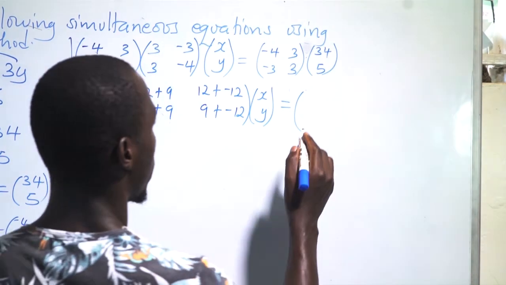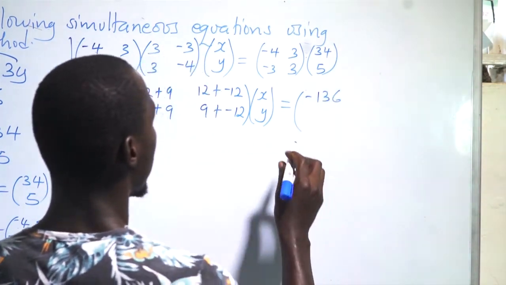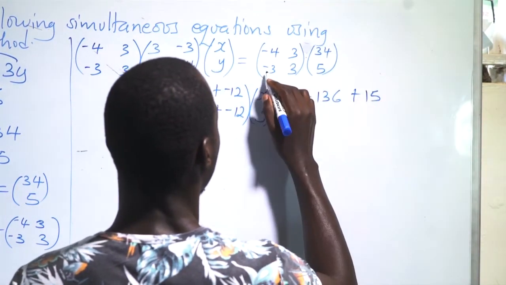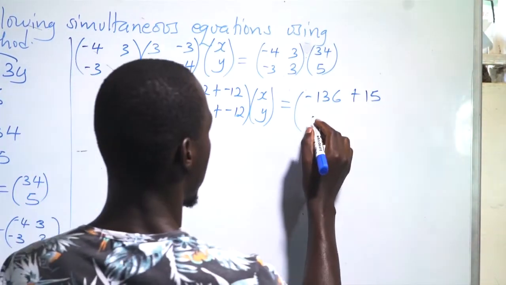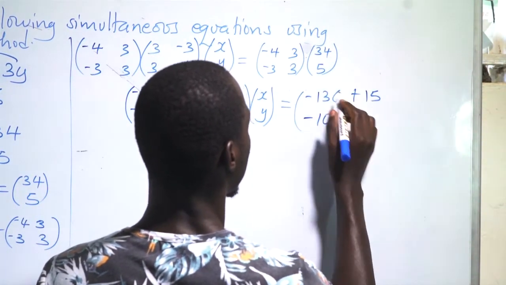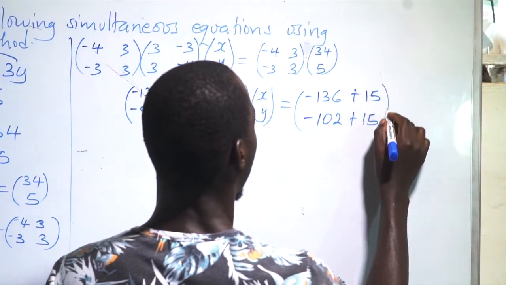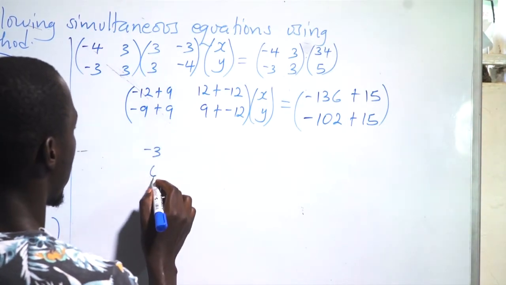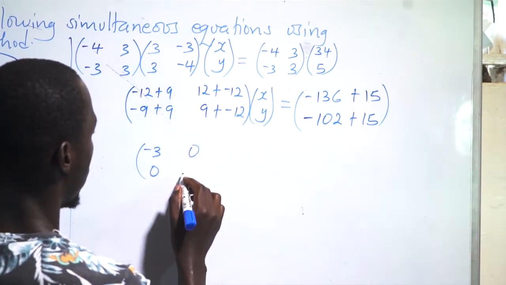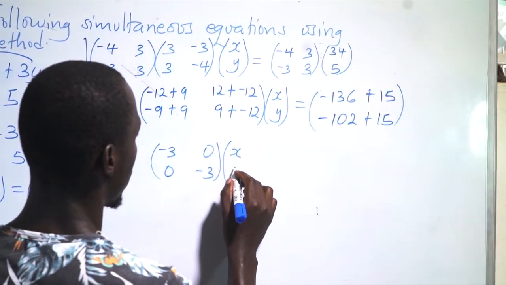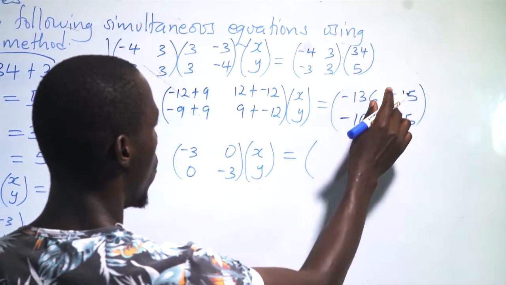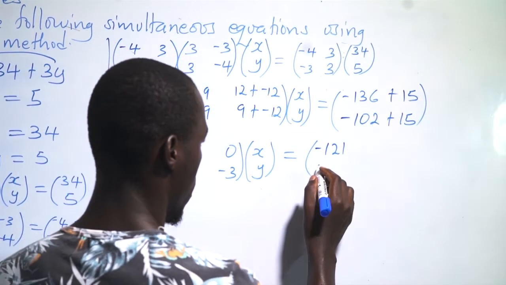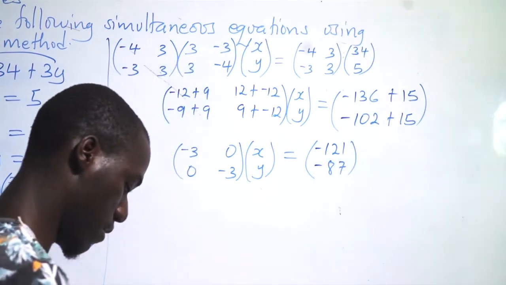using a calculator, that is the negative 1. Then row by column, I add on the 15. Then row by column, that is the negative 102. Then plus again a 15. So when I add there, I get a negative 3. When I add there, I get a 0. When I add there a 0, negative 3. Then times xy, which is equivalent to, when I add there, negative 121. Using a calculator, when I add there, I get negative 87.